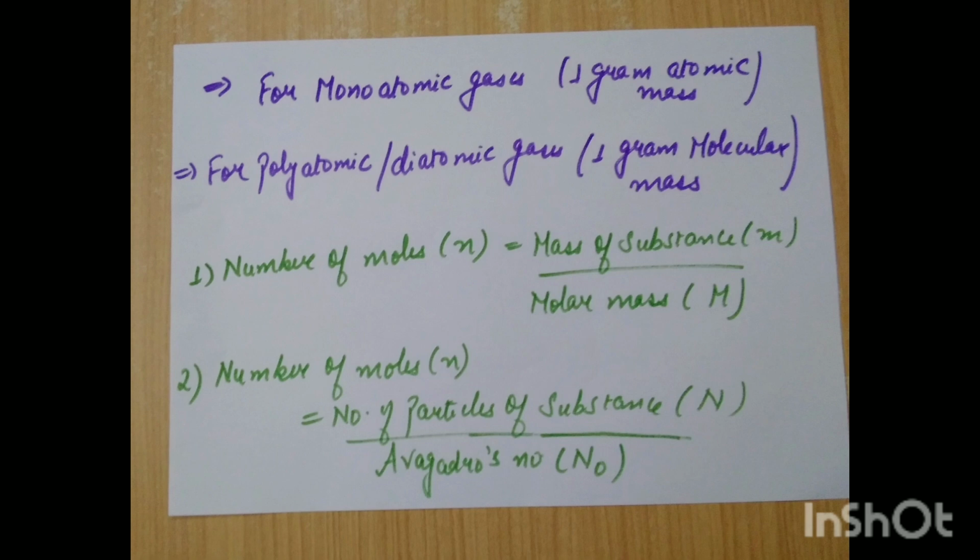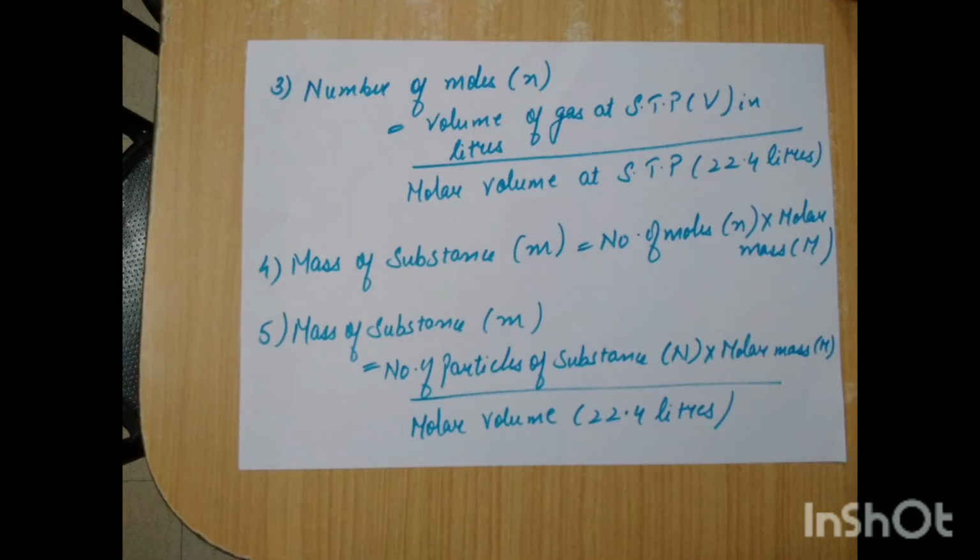Number of moles n is equal to the mass of substance, that is small m, divided by the molar mass, that is capital M. Similarly, the number of moles, small n, can also be calculated by dividing the number of particles of substance, that is capital N, by Avogadro's number, that is N naught, and the value is 6.022 into 10 raised to power 23. Similarly, the number of moles n can also be calculated by dividing the volume of gas at STP in liters by the molar volume at STP, that is 22.4 liters.